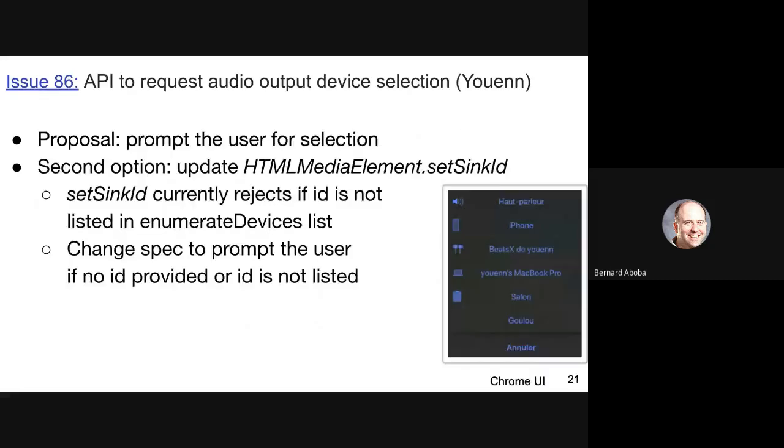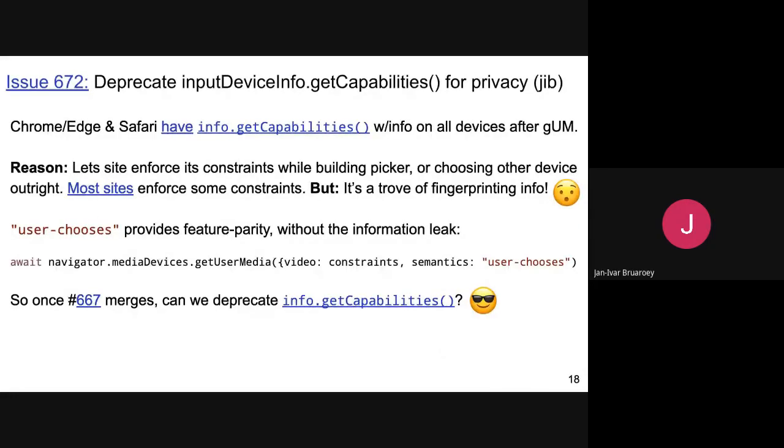Okay, do you want to go back to your item, Yanivar? Well, this is mostly an informative slide anyway that relies on the user chooses proposal. And it's merely an observation that if we go forward with that proposal, then the slide argues that it removes the need for media device info getCapabilities, basically. As far as my understanding, the original reason you can enumerate devices and get the capabilities of each device after permission is that most WebRTC sites that I've tested have some constraints, like min and max. So for them to build their own device pickers in the option settings on the site, in order to enforce the same constraints, like nothing below 640x480, for example, they'd need all this information so that they can filter out the list that they show. But it's a trove of fingerprinting information, so that would be good to get rid of.